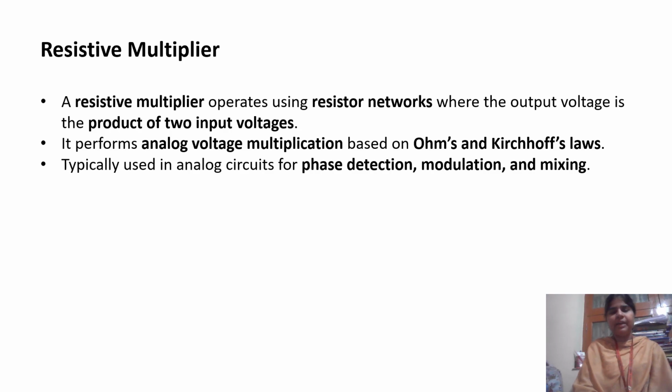Resistive multiplier. A resistive multiplier operates using resistor networks where the output voltage is the product of two input voltages. It performs analog voltage multiplication based on Ohm's and Kirchhoff's laws. Typically used in analog circuits for phase detection, modulation and mixing.